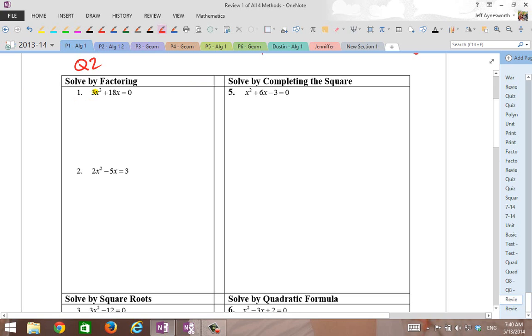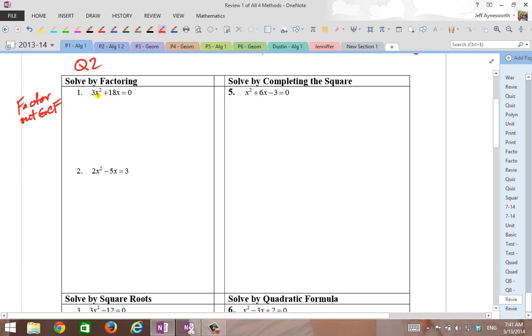The very first thing you need to do when you take a look at an equation is notice if there's a GCF. And there is, and you've got to factor it out. Let's write this in the margin: factor out the GCF and create what's called a zero product. Right now this is not a product, this is a sum of two terms, so you can't use the zero product rule.